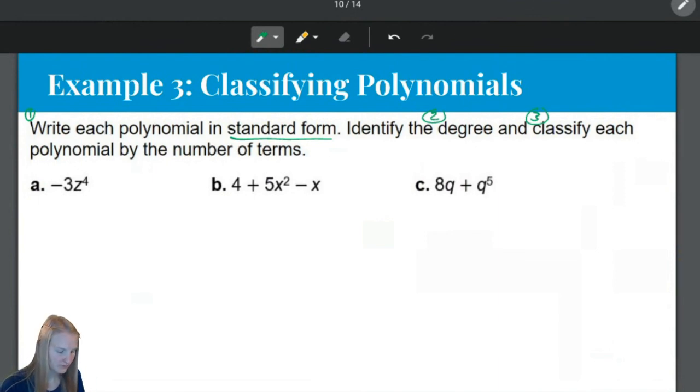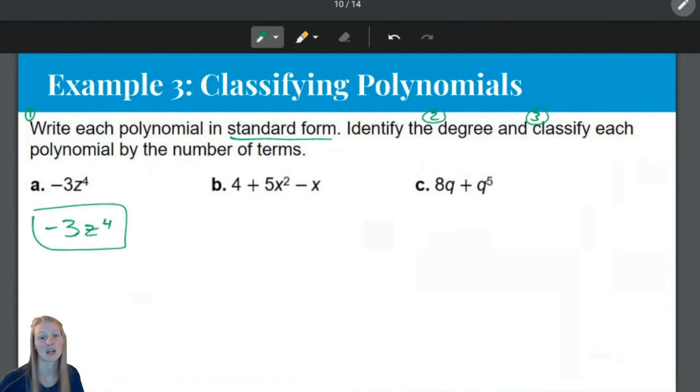So first, we are going to write each polynomial in standard form. So this only has one term. Remember, when we say write it in standard form, we mean, oh, this one goes first, this one goes second. But there is only one term here. So we're already done. This is already in standard form. Negative 3z to the 4th is already in standard form because it is a monomial.